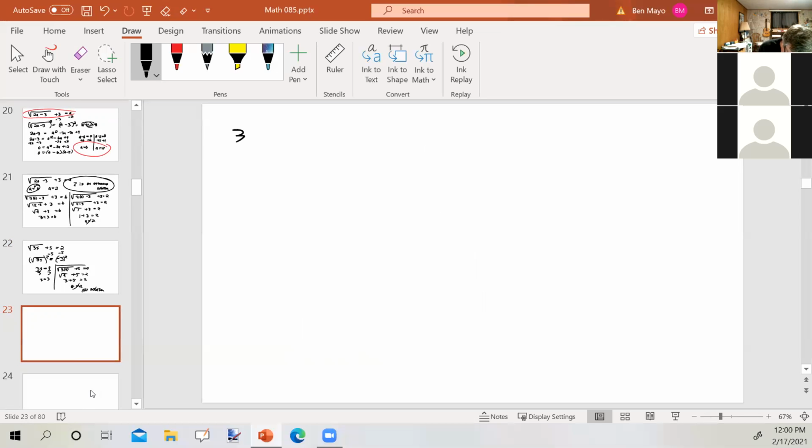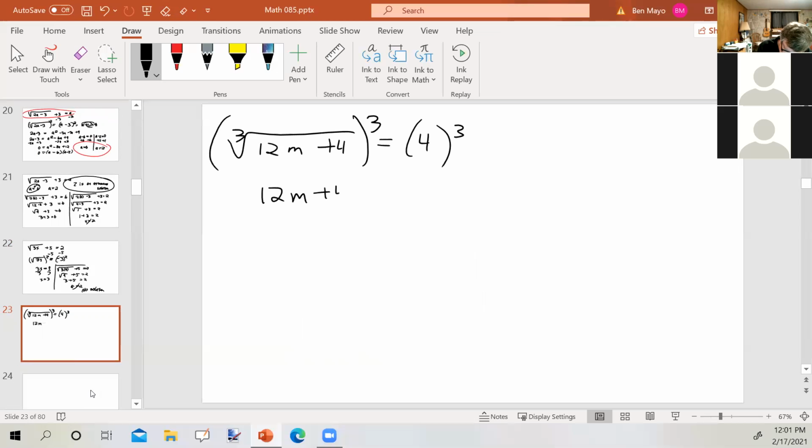We have the cube root of the quantity 12m plus 4 equals 4. Again, we have one radical. It's isolated already. But now, what are we going to do to solve it? Are we going to square both sides? No, we're going to cube both sides. So we get 12m plus 4 equals 4 times 4 is 16 times 4 is 64. Subtract 4 from both sides, 12m equals 60. Divide by 12, m equals 5.